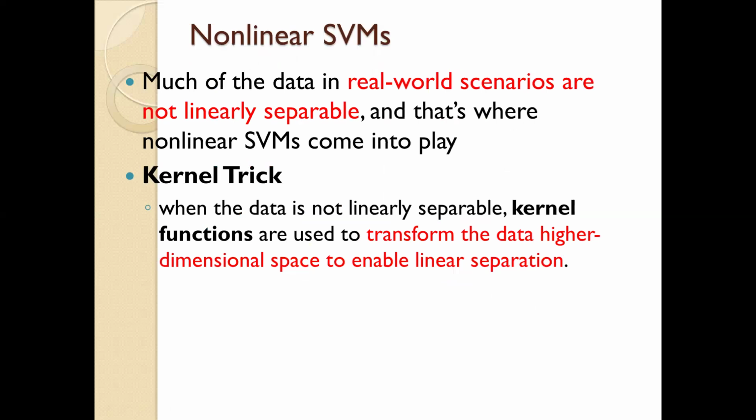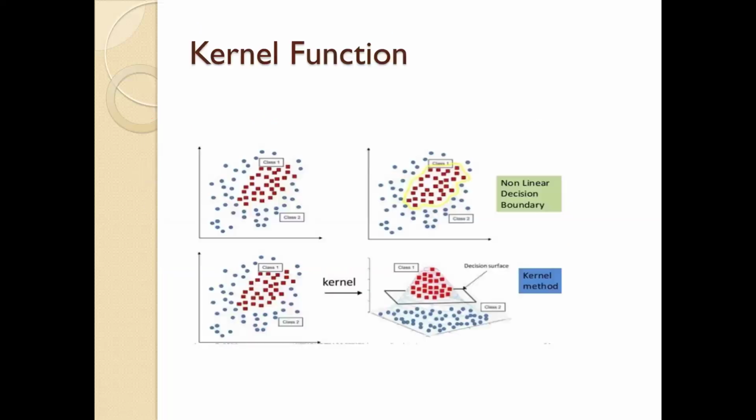Then we move to the non-linear SVM. So most of the real-time data are non-linearly separable. So we use non-linear SVM more often for solving those problems. Here we are using the kernel functions. The kernel functions are used to transform data into higher dimensional space in order to separate the data more clearly.